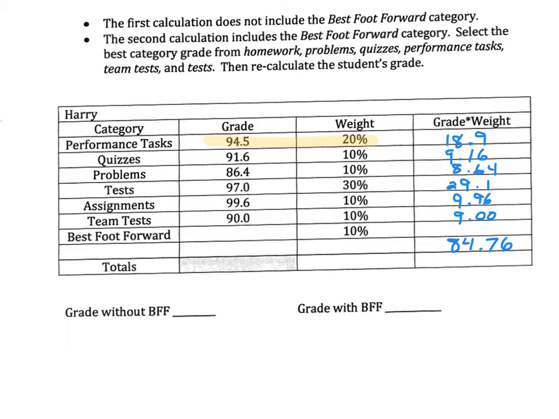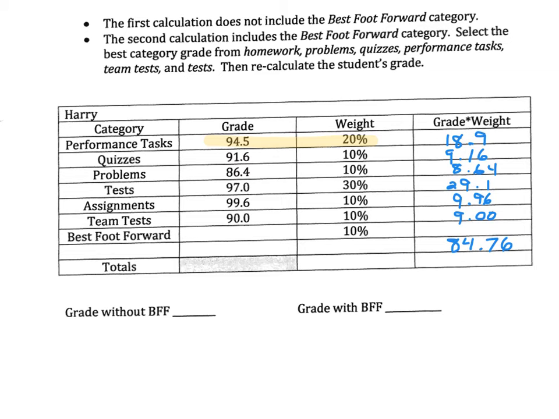And what you're doing is just reversing the process. If you do that, 94.5 times 0.2 gives you the 18.9. Divide that by 0.2, and you're back to 94.5. So if the only grade in the books was a 94.5 for performance task, your grade is a 94.5. Okay? Hopefully that made some sense.